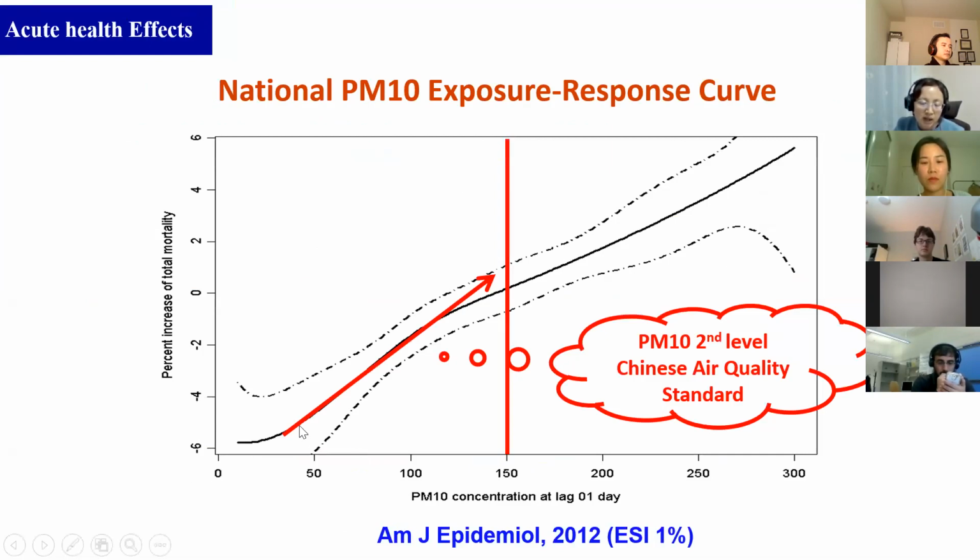But you can see that our data very clearly show that, although this is a national standard, there is a lot of space and an almost linear range for the increase of air pollution with the percentage increase of total mortality. So from the perspective of protecting human health, the standard level needs to be lower.